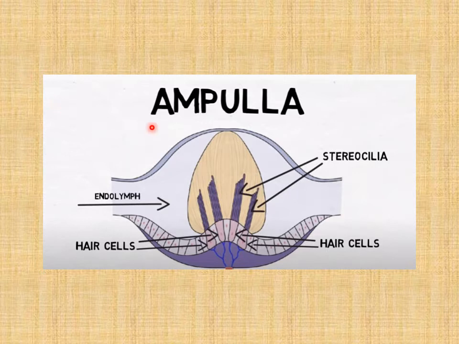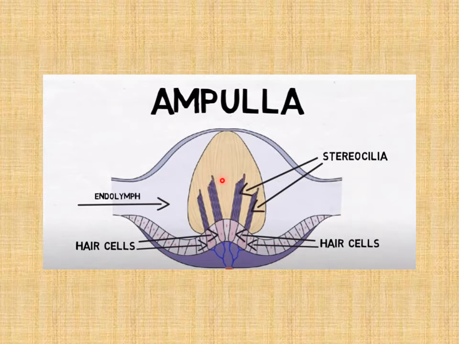As you can see, this is a cross section inside the ampulla. It's composed of hair cells and supporting cells. At the top of each hair cell there are stereocilia, and these stereocilia are embedded inside a structure called the cupula. The cupula is crossing the ampulla from one side to another, not allowing the passage of endolymph. When the endolymph passes from the canal and reaches the ampulla, it causes deformity in the shape of the cupula, and this causes deflection of the stereocilia.